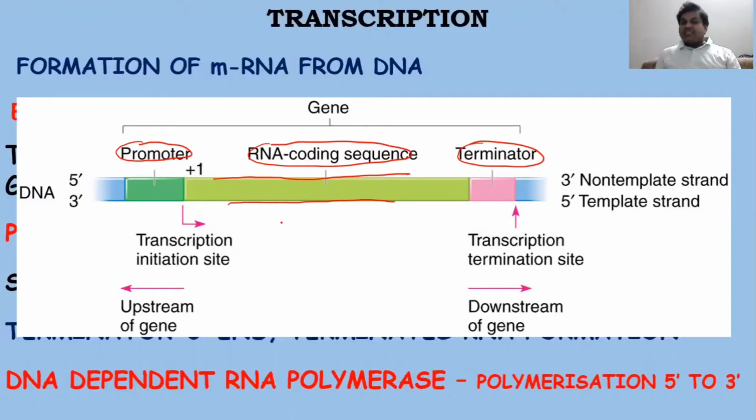The coding strand is that strand of DNA on which mRNA is not formed. Remember that the coding strand is that strand on which mRNA is not formed, and the directions are determined by the coding sequence, the coding strand.